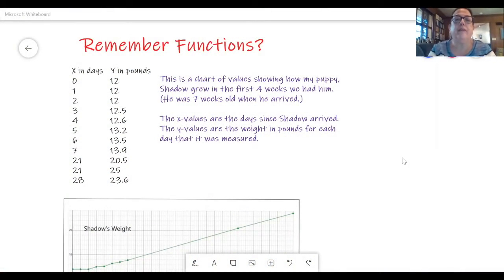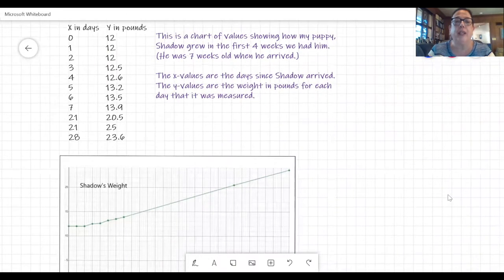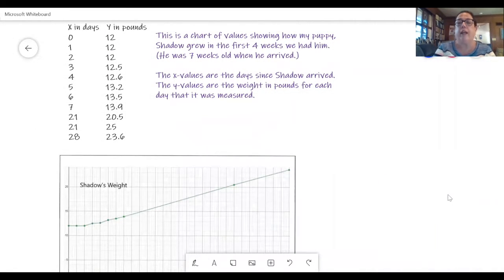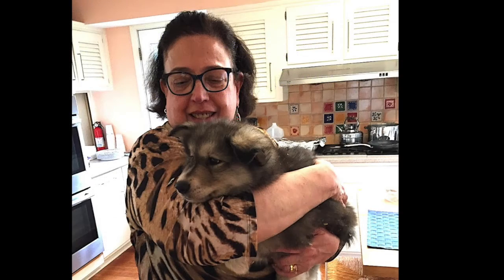This video is about functions. Remember what functions are? Sometimes it's best to do it with an example. The first function I'm showing here is a chart of values showing how my puppy Shadow grew in the first 4 weeks we had him. He was 7 weeks old when he arrived.